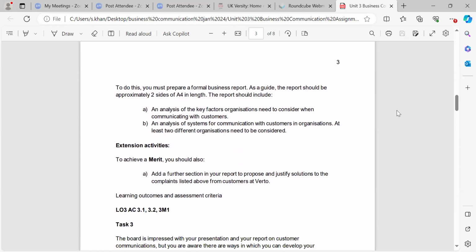Now, to do an extension activity for task 2 and gain a merit, you should also add a further section in your report to propose and justify solutions to complaints listed above from customers at Verto. And the learning outcomes and assessment criteria for that are AC 3.1, 3.2, and 3M1.